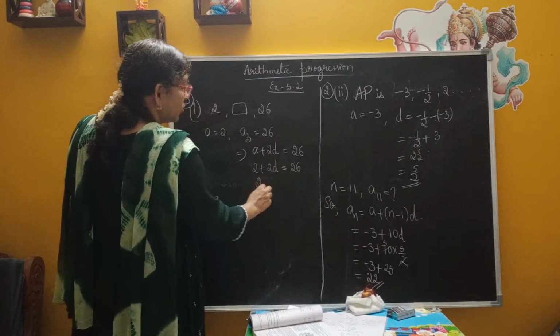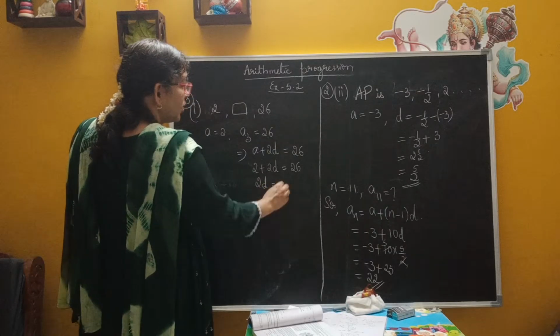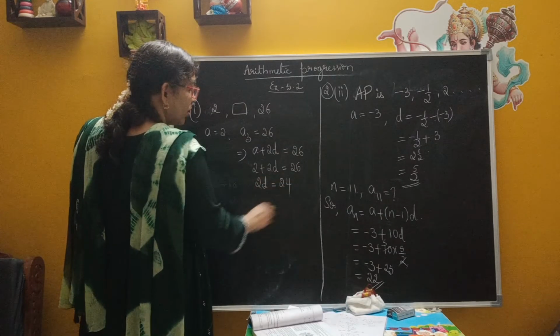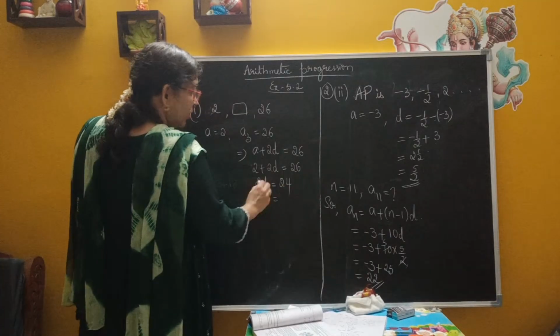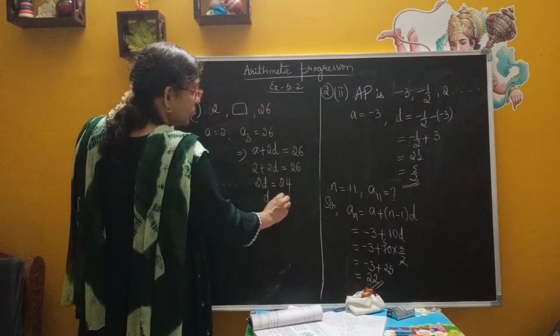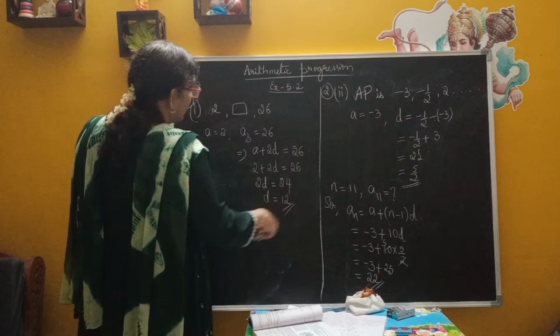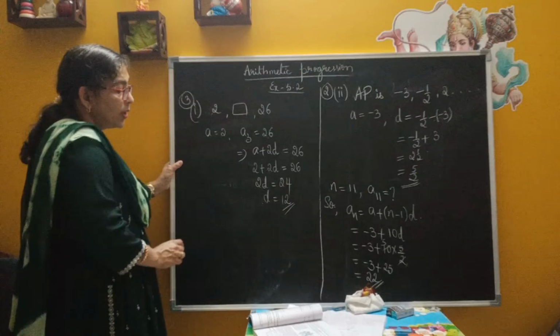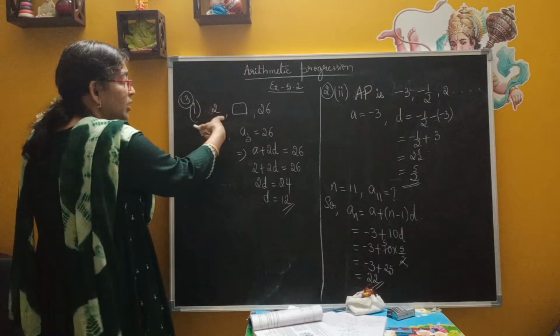So 2D is equal to 26 minus 2. When I shift, what do I get? 24. So D value how much? 24 divided by 2, 12 twos are 24. Okay, so now we got the value of D. Common difference is how much? 12. Okay, so first term is 2.